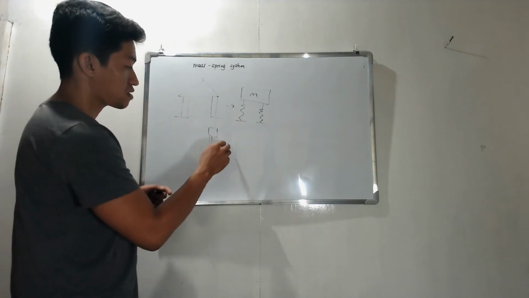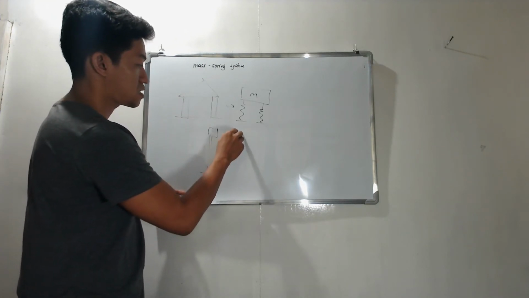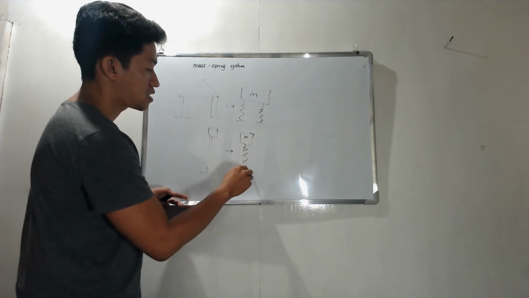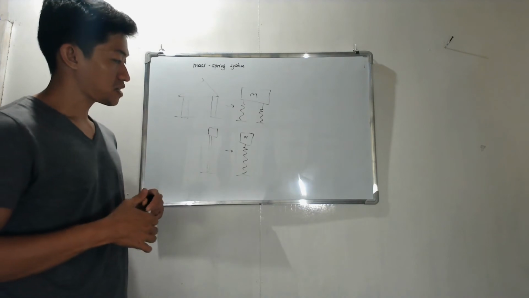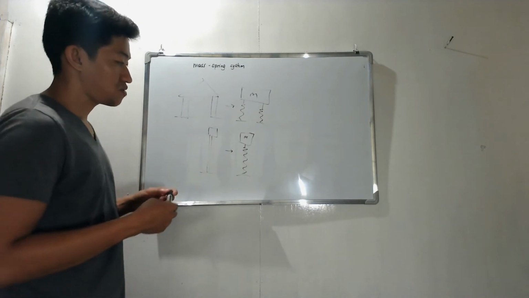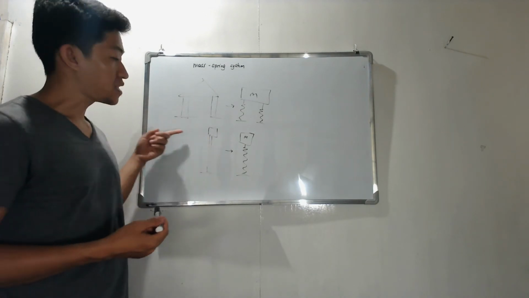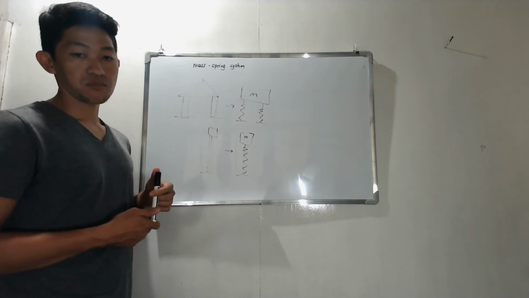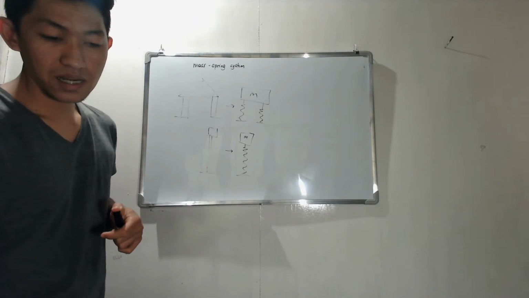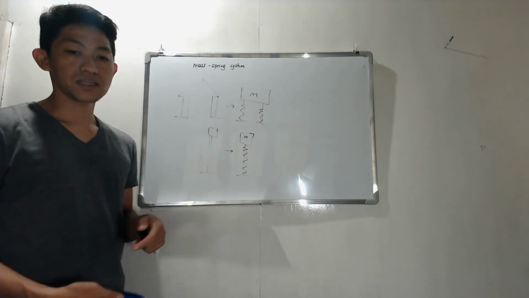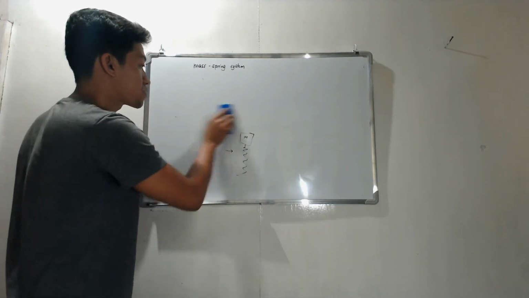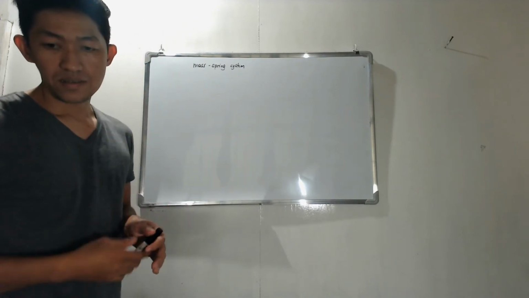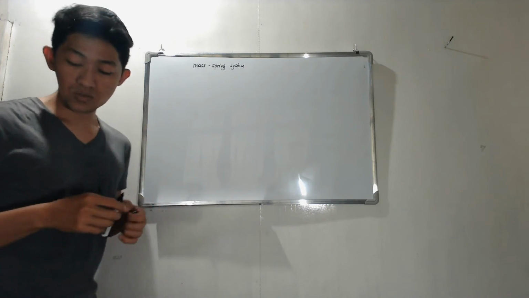Okay, so you can model this one as a mass and spring system. So what is the effect of wind in this type of structure? You can analyze that one using a mass and spring system. So the simplest one is this one.